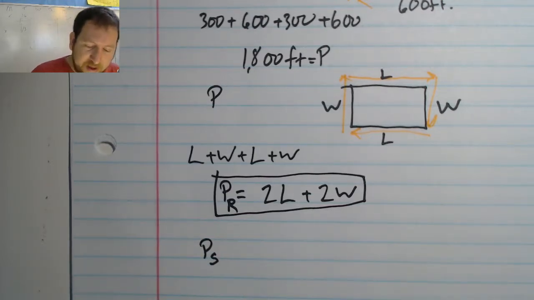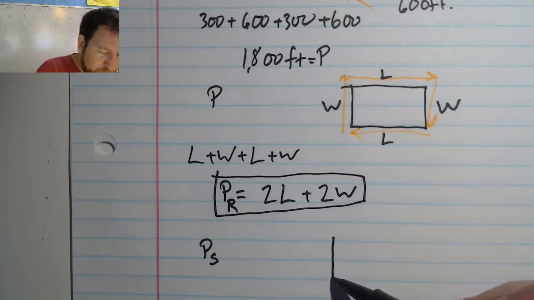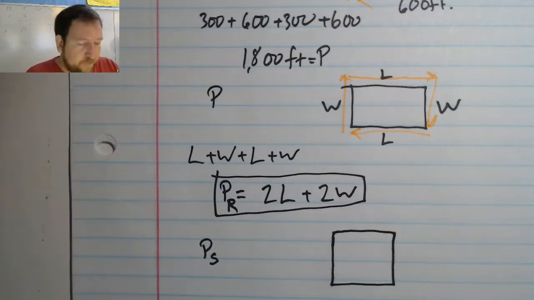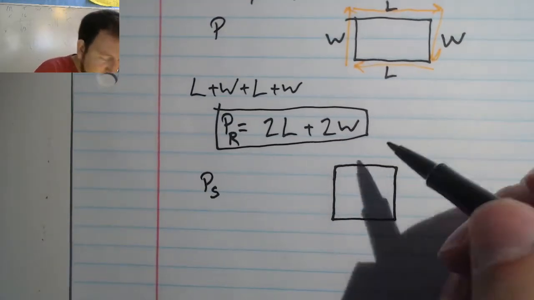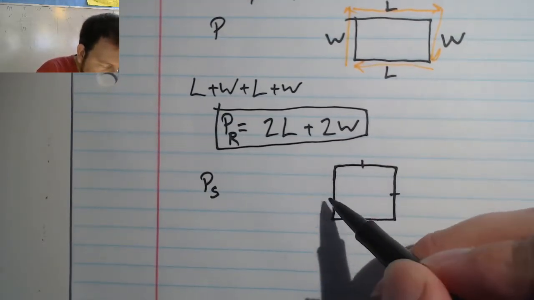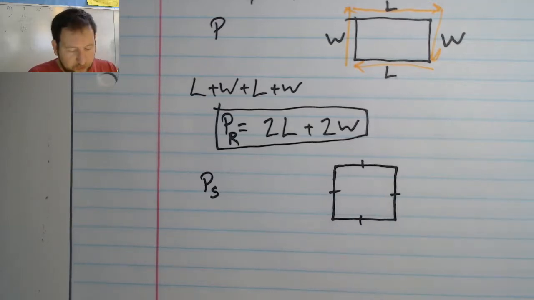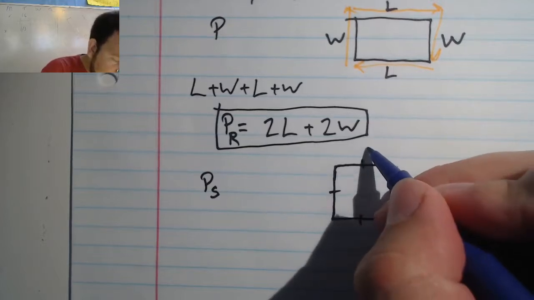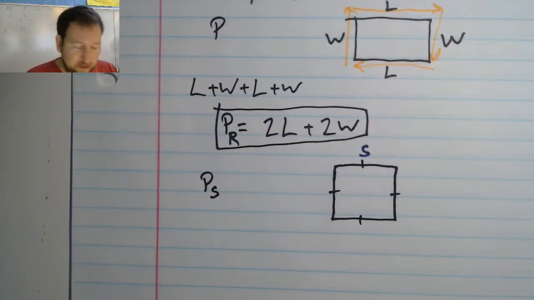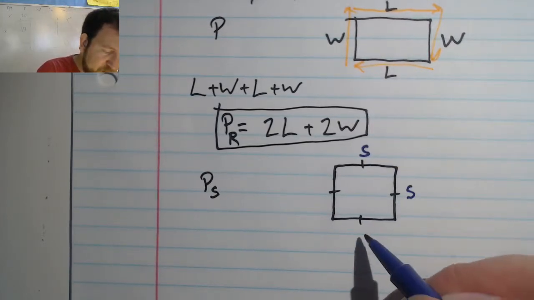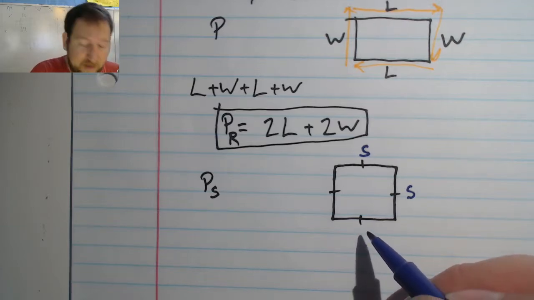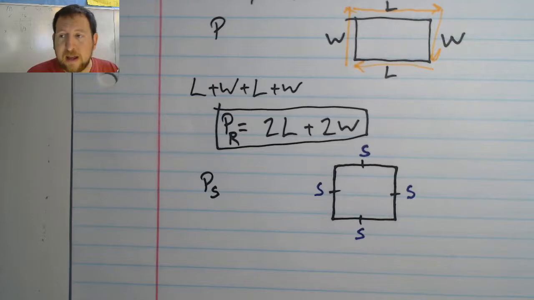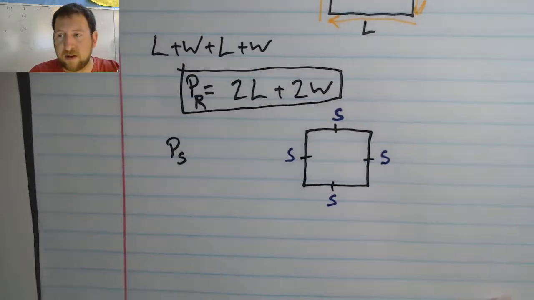Perimeter of a square. Now in this case, a square has 4 equal sides. And I can put these little tick marks to denote that these 4 sides are all equal. So I can say that this side has a measure of S for side. That means this side has a side length of S. This one as well, and so does this one. Because they're all equal, I know that they're all measured S.